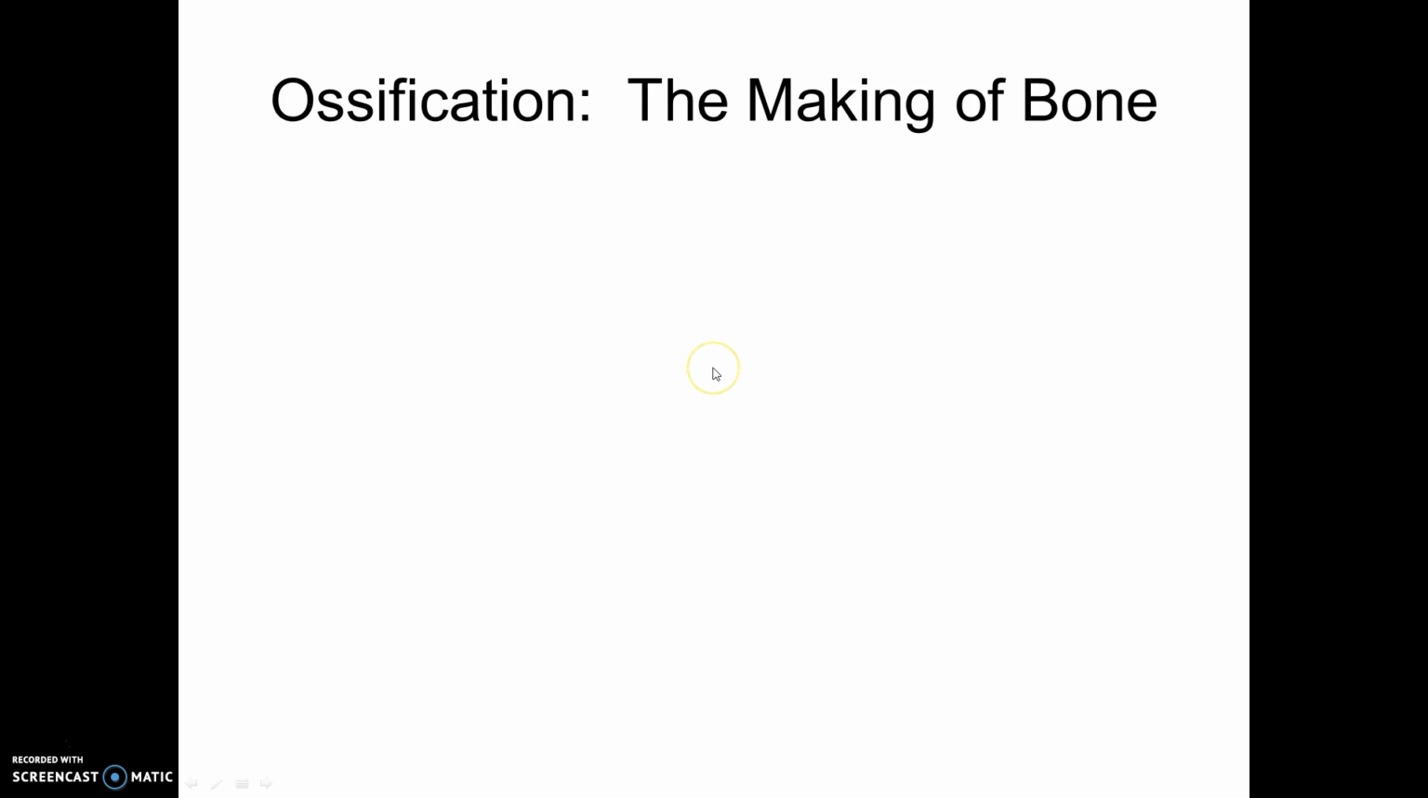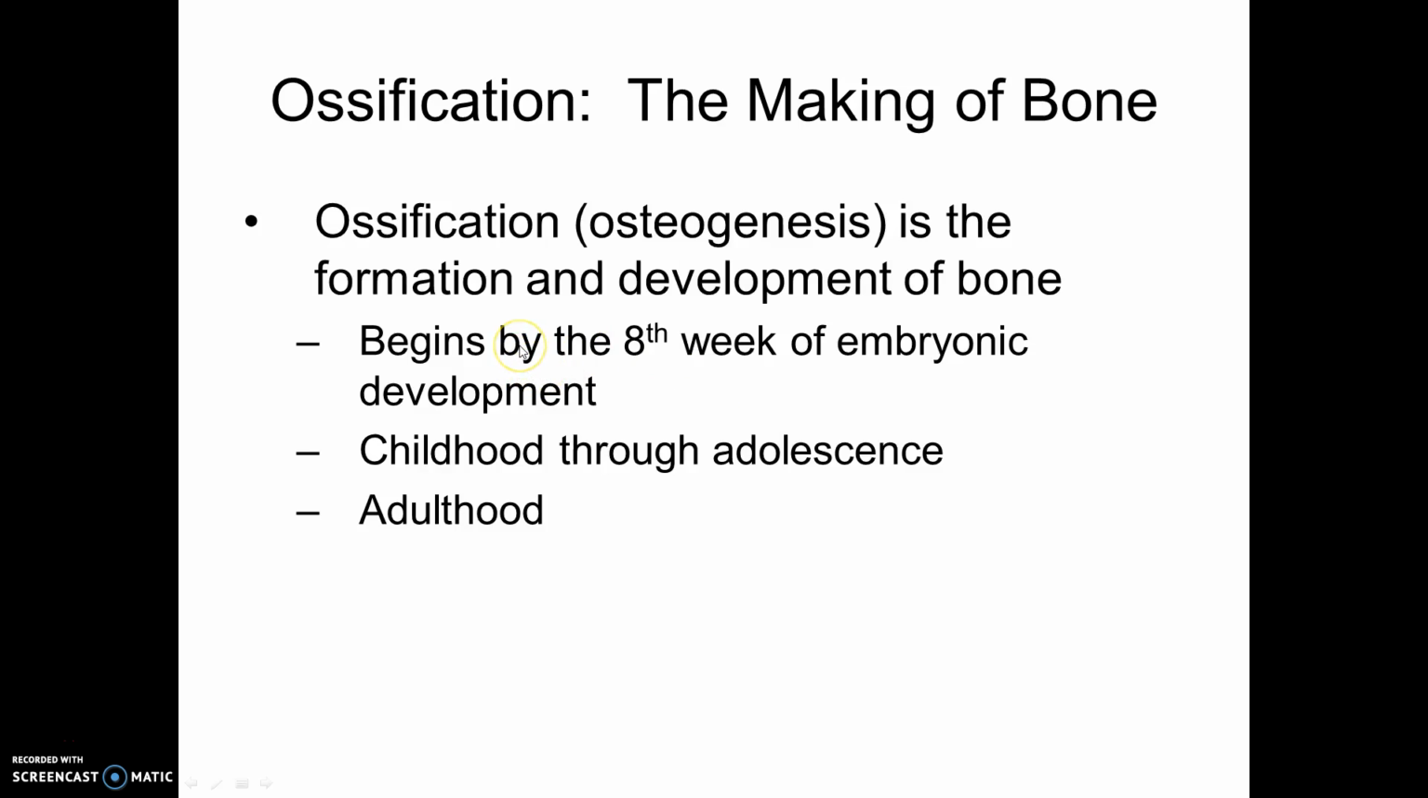All right, so that brings us to ossification, or the making of bone. So just to explain what we mean here, ossification or osteogenesis is how bone is formed through development and growth. We've got three different stages of life shown here. Development is what we're talking about in this first bullet, that begins during the embryonic stage in the 8th week of development and is completed by the 12th week of development. So that's referring to the initial development of bone. That's a developmental period.